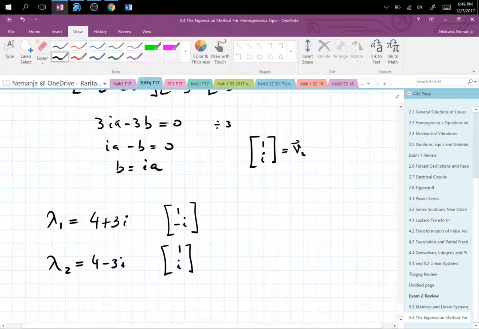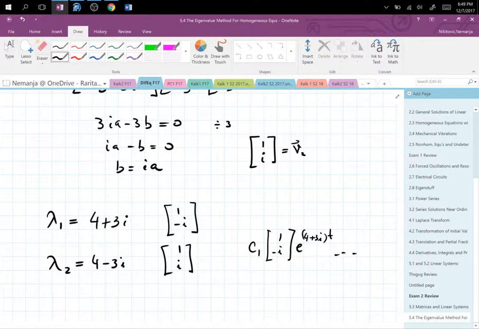Now, you can go and say C1 vector 1 negative i, e to the (4 plus 3i) times t, and get that, but that's not the form that we like or respect, right? So can we actually just transform this immediately into sines and cosines and have the real answer? And the answer is yes. But it's trickier, so you have to pay attention.